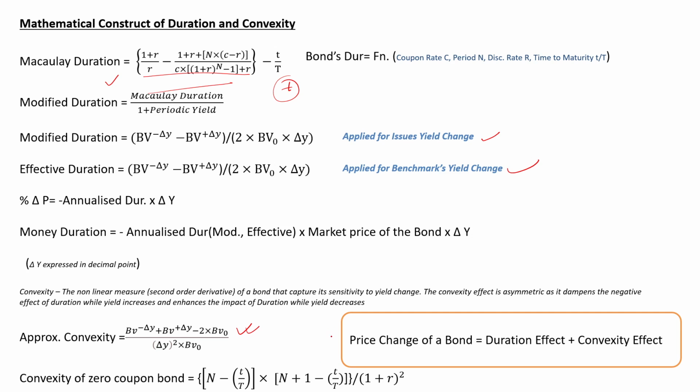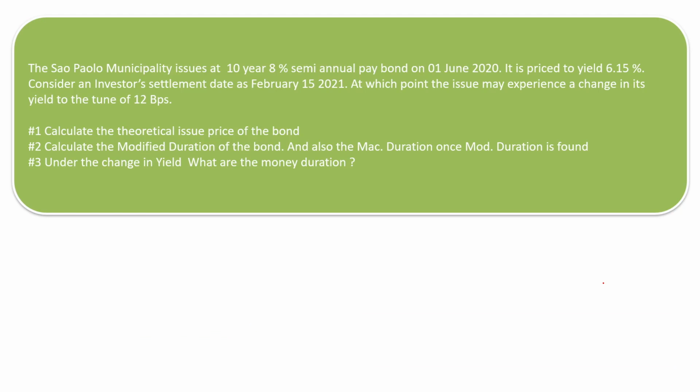As before, the price change of a bond is a culminating effect of dual causes. One is the duration effect, and the second is the convexity effect. Okay, so with that being said, let's attempt one more problem here.